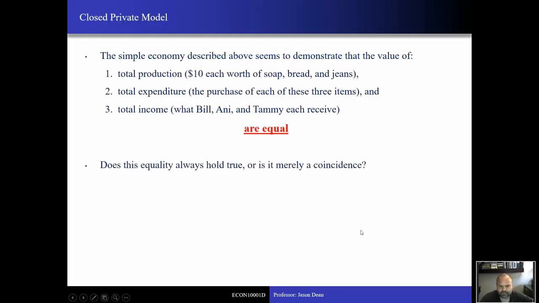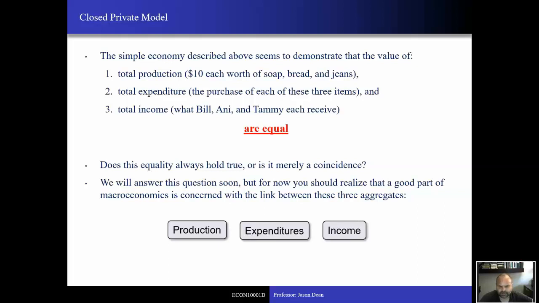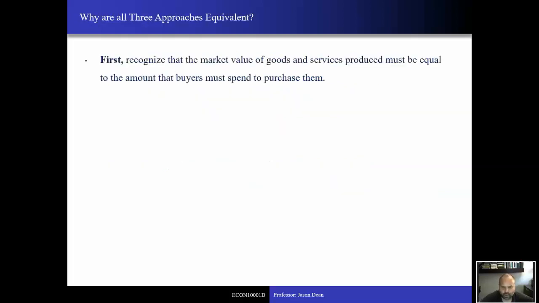True, or is it just a coincidence? Well, we'll look at that in more detail in a moment. But one thing you should realize is that a large part of macroeconomics is looking at the link between these three aggregates: production, expenditures, and income. Let's reinforce why these three things are equivalent.